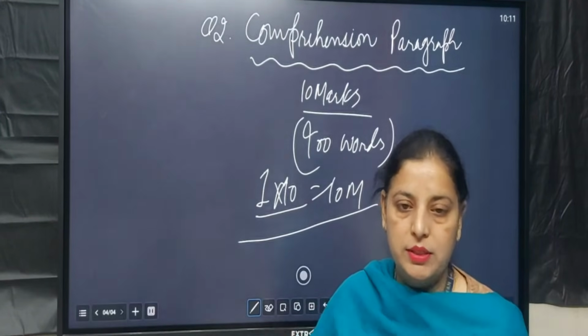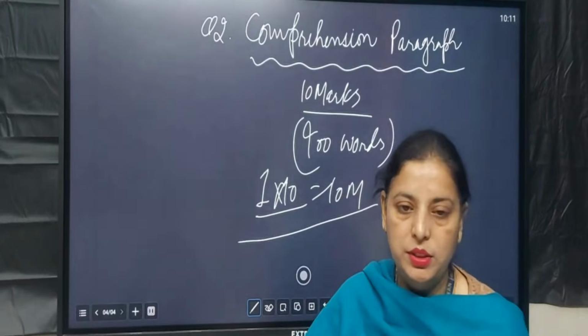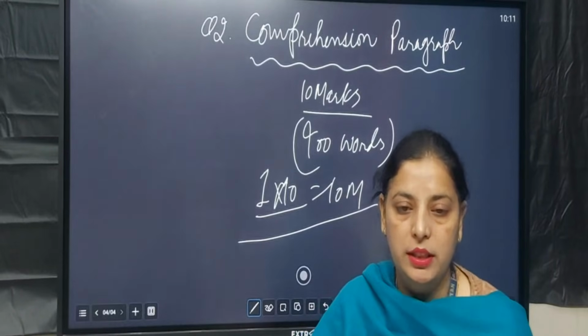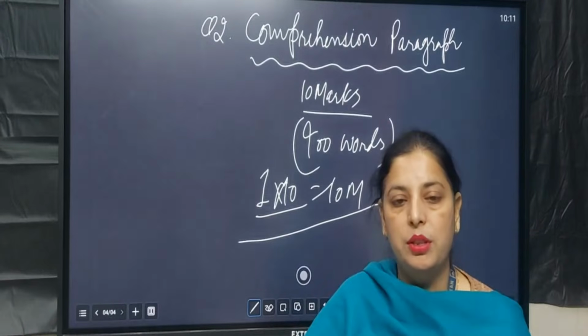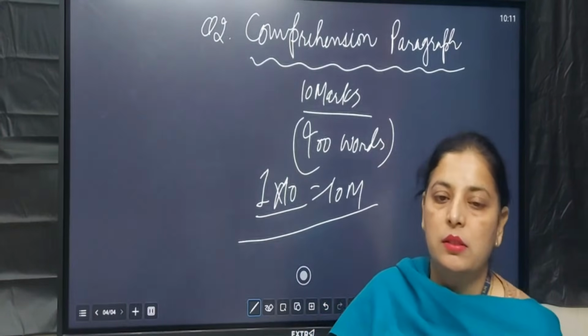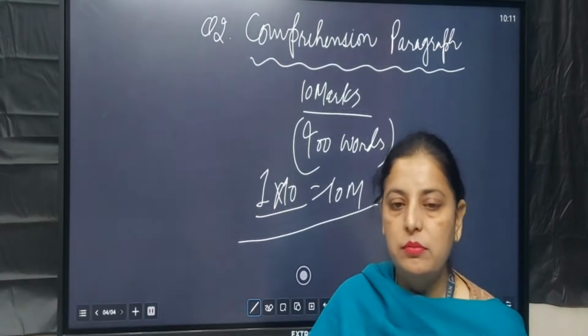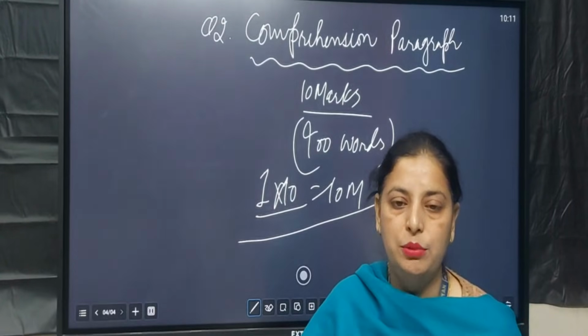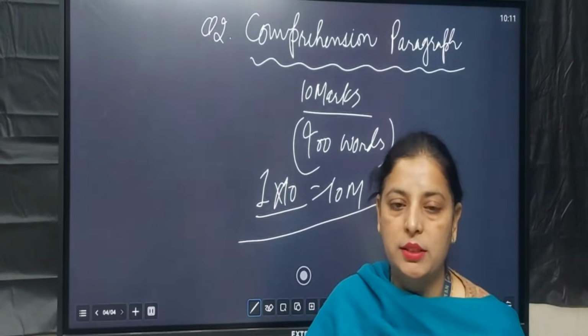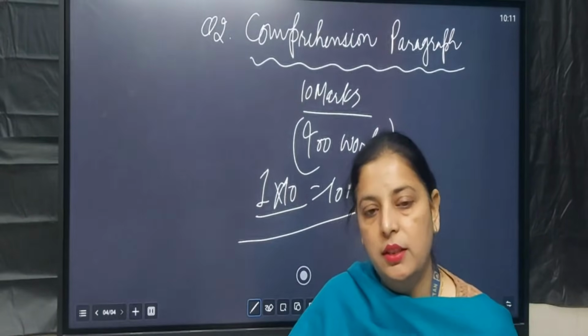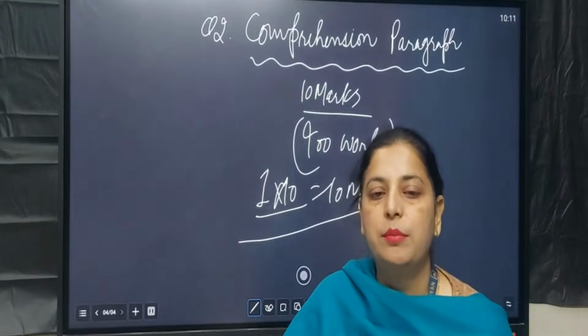So this is a complete reading comprehension, that is 20 marks of your Section A. That includes two important questions, that is reading comprehension and note making. If you practice that, I am sure that you get complete marks in the first section. So let us move forward to Section B.